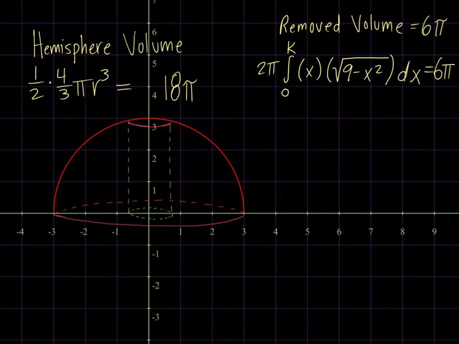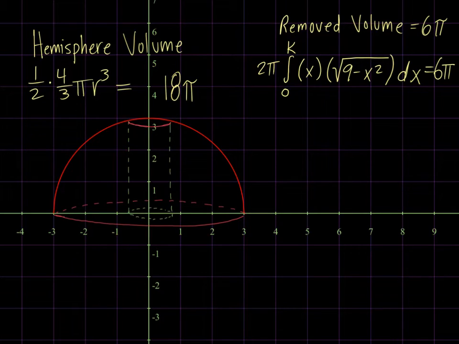Okay, this next one, it was a little bit more challenging, a little bit of a twist on the shell method. It says we're going to create a machine part by rotating the graph of this semicircle around the y-axis to create a hemisphere, or a half a sphere, and then we're going to drill a hole through the middle to remove 1/3 of its volume.